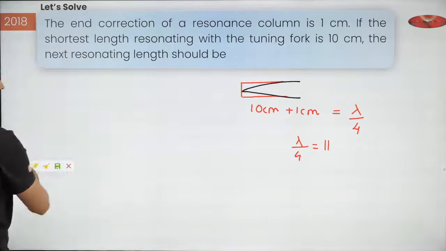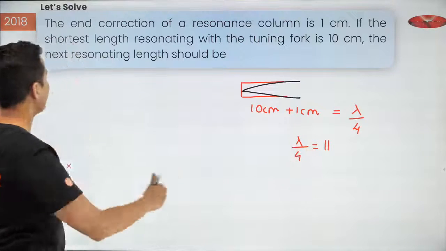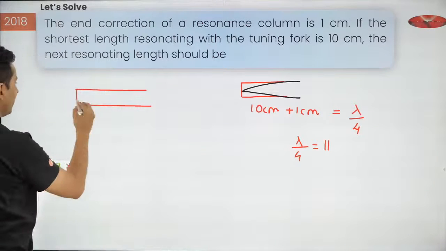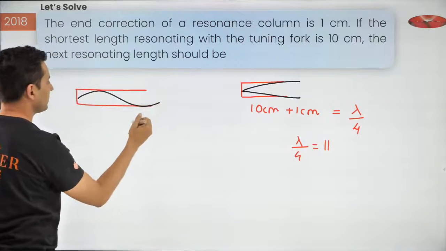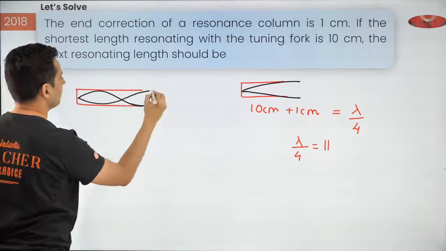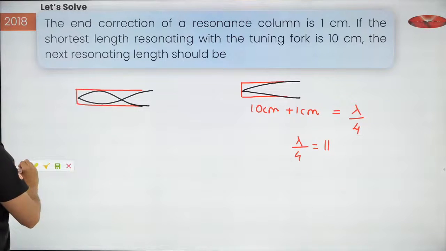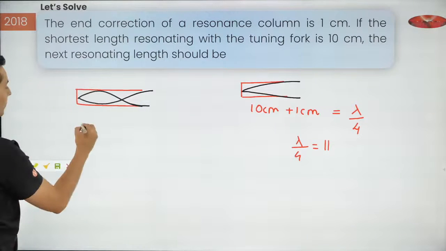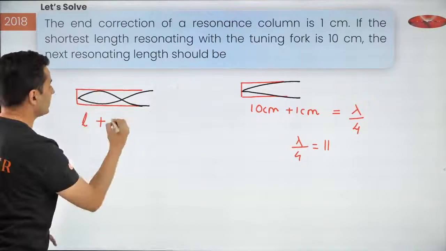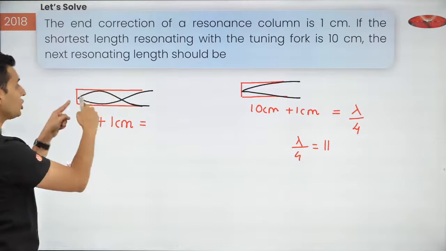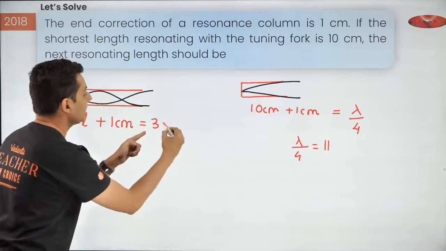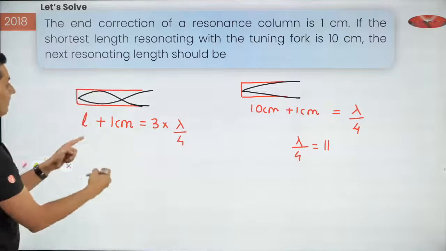Now, what is happening next time? The next frequency will be for a larger length, but it will look something like this, guys. I believe it will look something like this. And what will be the length? I don't know, but that length plus that end correction, how much is the end correction? 1 centimeter. That should be how many times lambda by 4, guys? I believe it should be 3 times lambda by 4. Do you agree with this?